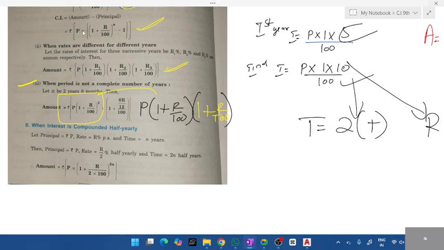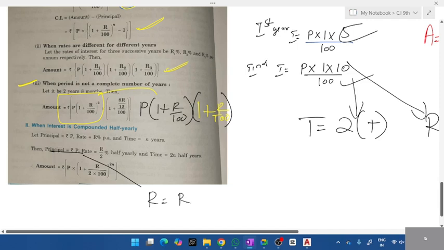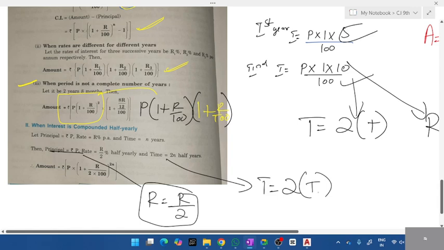Next, for half year. For the half year, what do you do? Isn't the formula the same? What do they do for it? R is equal to R by 2, right? R by 2. What do they do for time? 2 into T. Even here it is the same, 2 into T. Here they have given 2 into N. N is nothing but half year. The formula is the same, 2 into T.